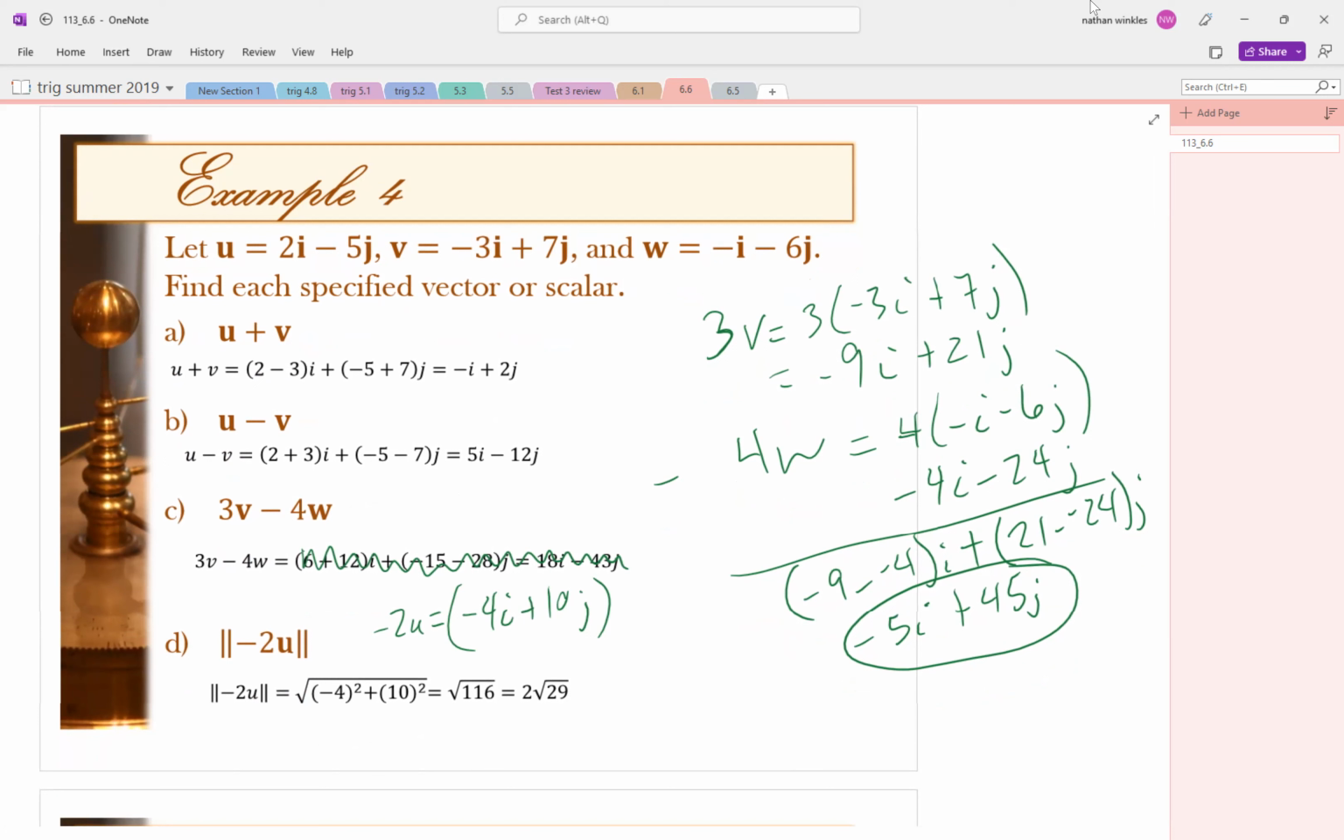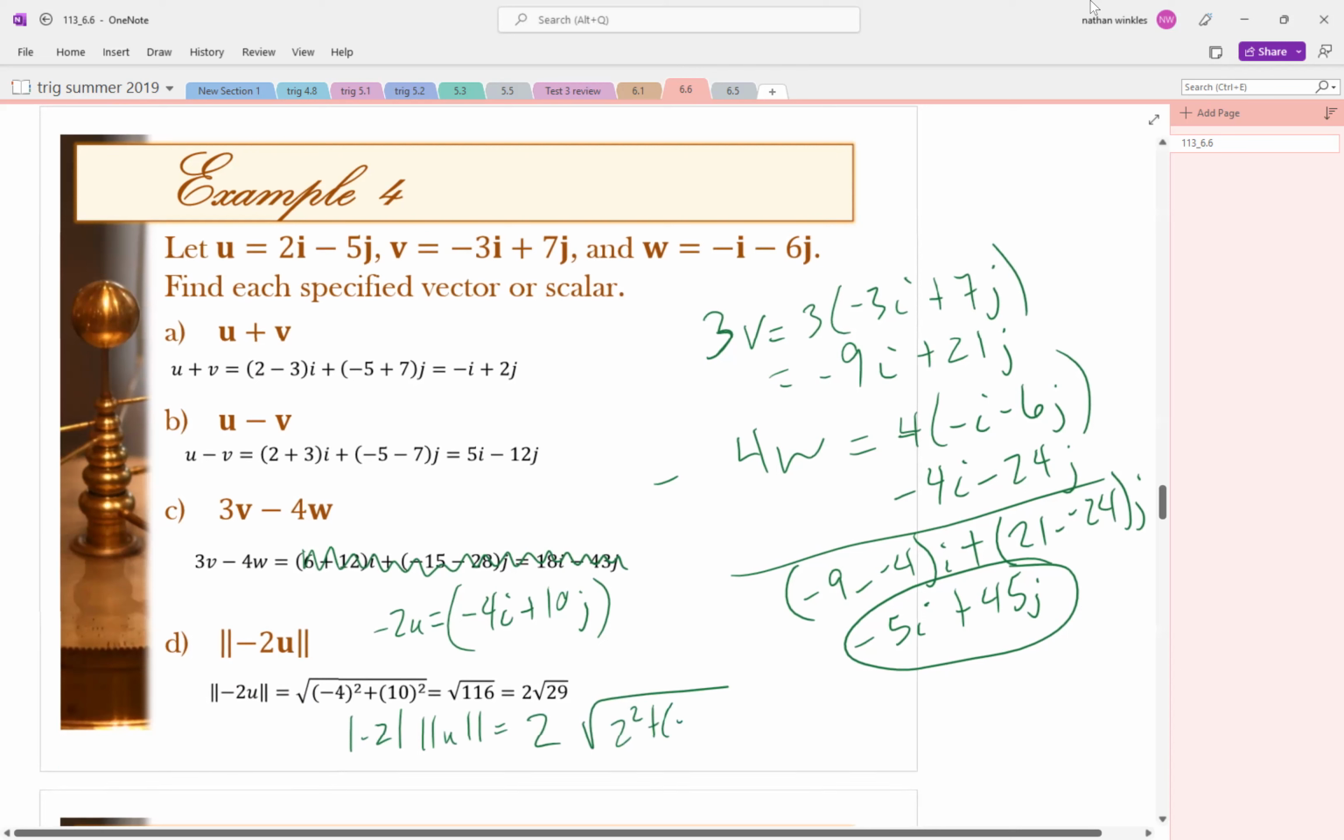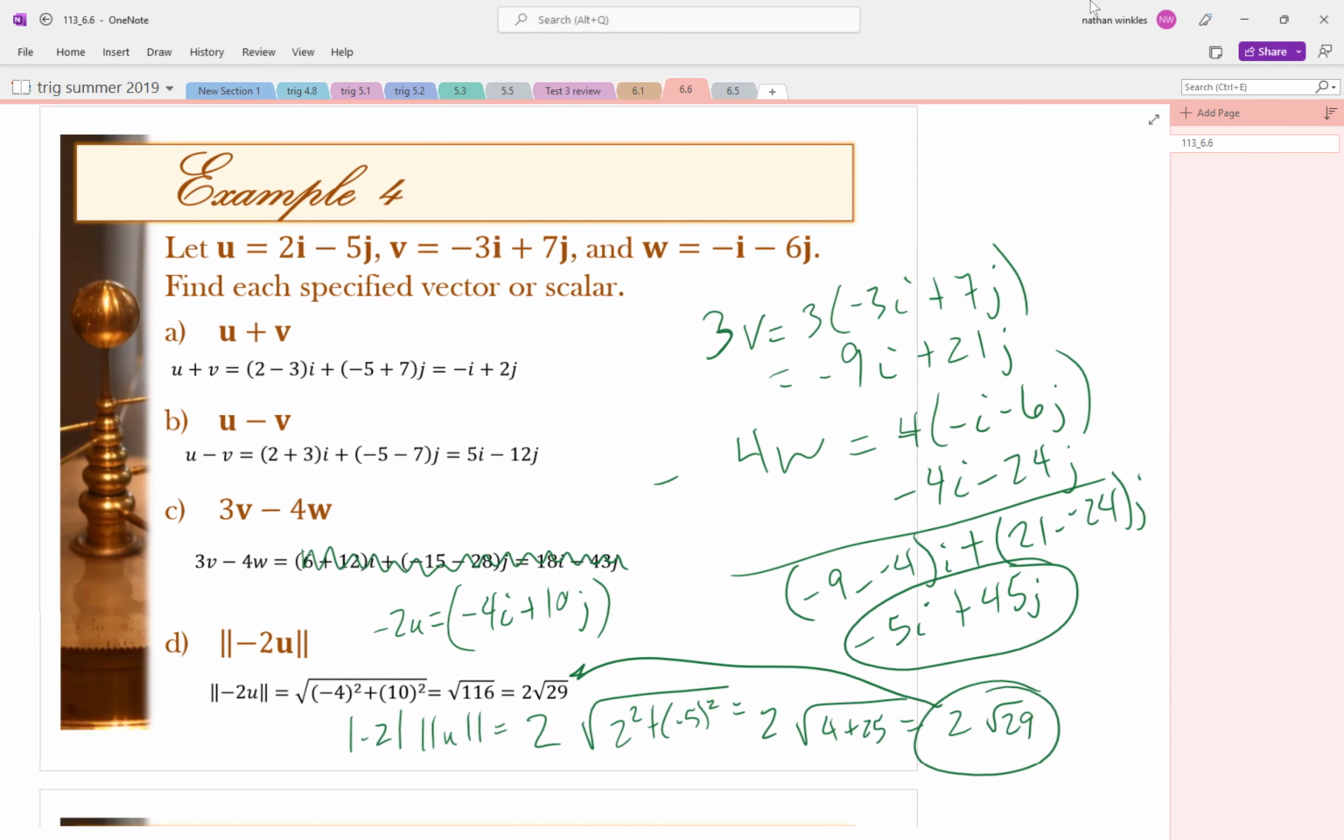If we did this by the magnitude property, this would have been the absolute value of -2 times the magnitude of u. Absolute value of -2 is 2. Magnitude of u is the square root of 2 squared plus -5 squared, which is 2 times the square root of 4 plus 25, which is 2 root 29. We still get the same answer. It's just a matter of how you want to do it. You can multiply in first, or you can wait till the end.